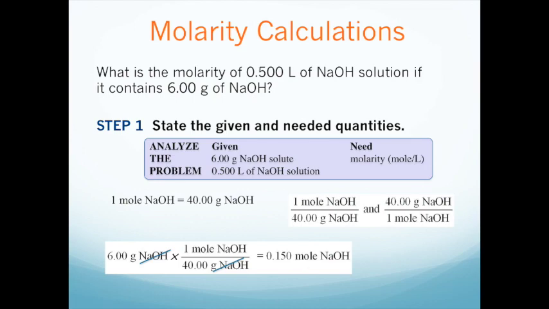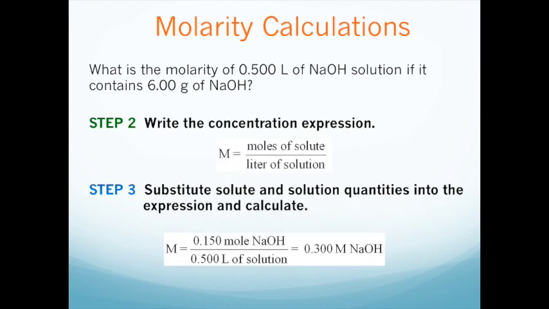Now we have the number of moles, and we know how many liters we have, so we write our formula for concentration. M is equal to moles divided by liters, and we substitute our values: 0.15 moles, 0.500 liters, and we end up with a 0.300 molar solution of sodium hydroxide. It's pretty straightforward so far.